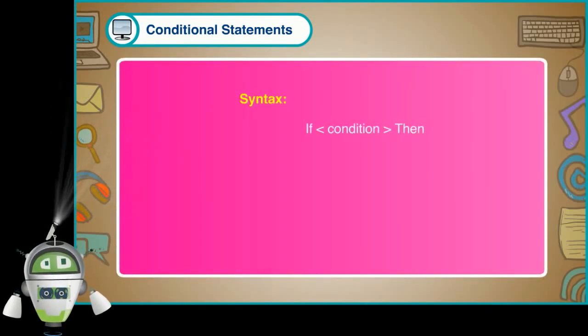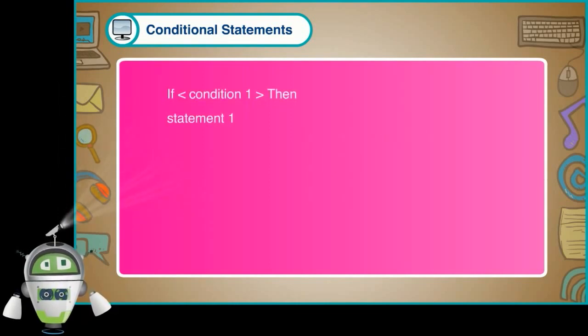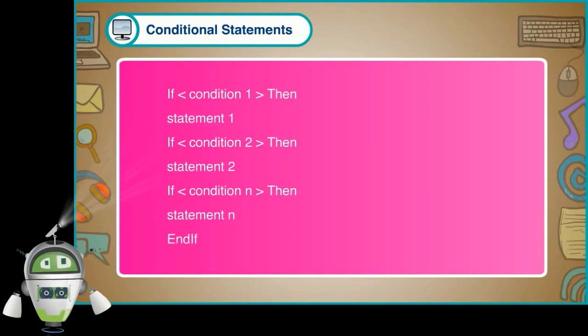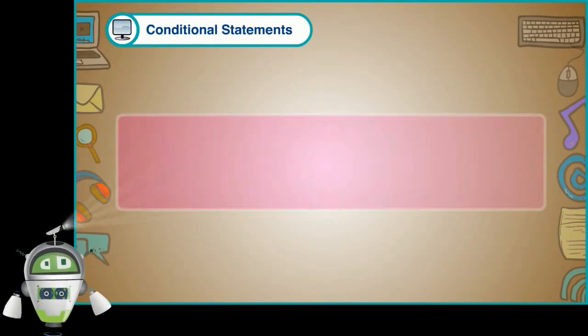Syntax: if condition, then statement, end if. Or: if condition 1, then statement 1. If condition 2, then statement 2. If condition n, then statement n, end if. Test statements: if false, go to stop. If true, body of if.